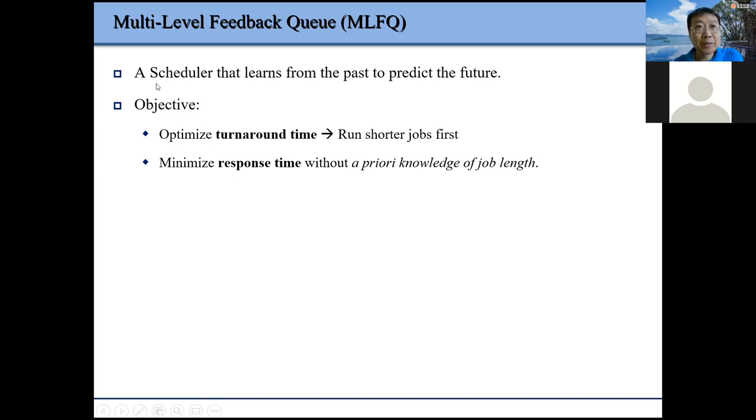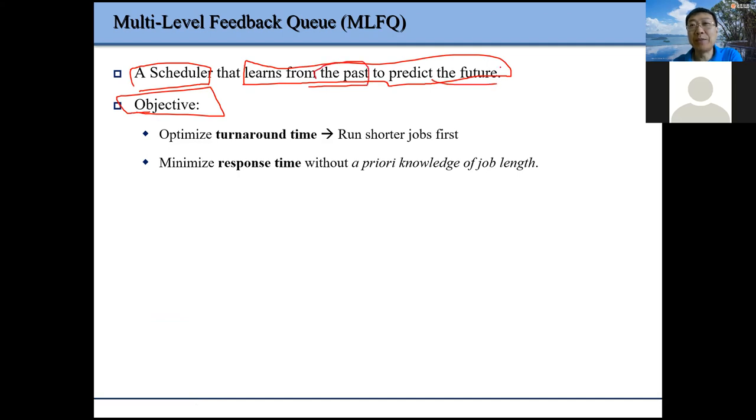The question here is we want to design a scheduler that can learn from the past to predict the future. Everyone can see that. If I learn from the past, I can predict the future, so we have to evaluate whether this prediction is accurate. The objective is to optimize turnaround time, so as we mentioned before, we can run the shorter job first. At the same time, we also want to minimize response time without previous knowledge of a job length.